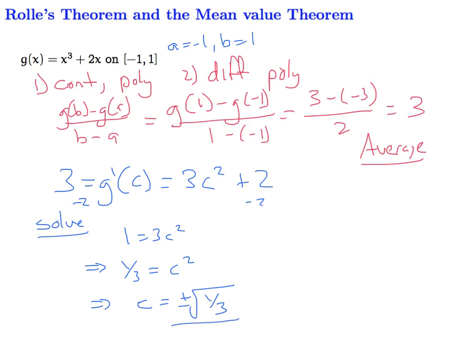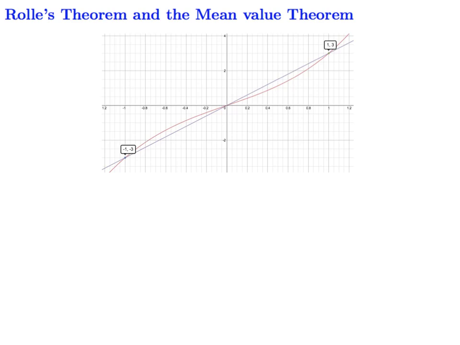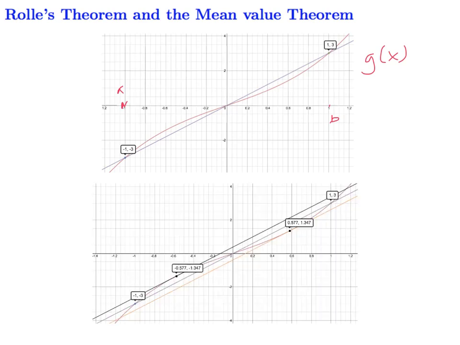So we actually end up with 2 places here that satisfy the theorem. There's 2 places on our graph that have the average slope. Visually, in red I've got my function g of x, and I've got my endpoints, my a and my b, and the purple line indicates my average slope between the 2 points. Algebraically we can find these 2 points at the negative square root of 1 over 3 and at the positive square root of 1 over 3. These are the places where we actually achieve our average slope, our average speed, at these 2 places.